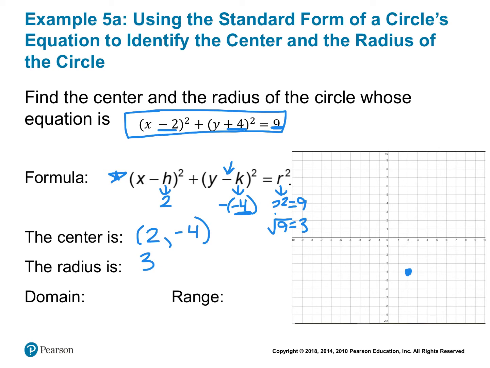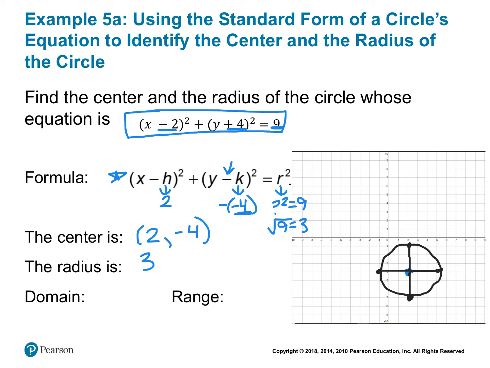So what I'm going to do is I know the radius has to go out 1, 2, 3. So this is one edge of the circle. Let's just go straight lines. 1, 2, 3 up here. 1, 2, 3 here. 1, 2, 3 here. And I'm going to do my best to draw a circle. It's kind of hard on a tablet. Not too bad. Kind of a circle. So we're going to use that to find our domain and range.